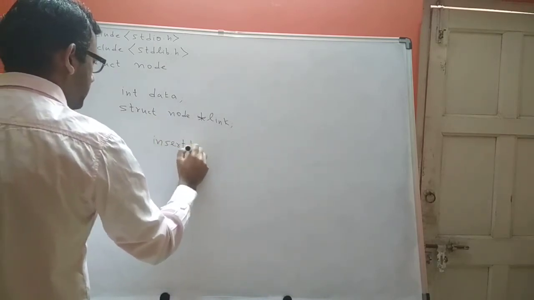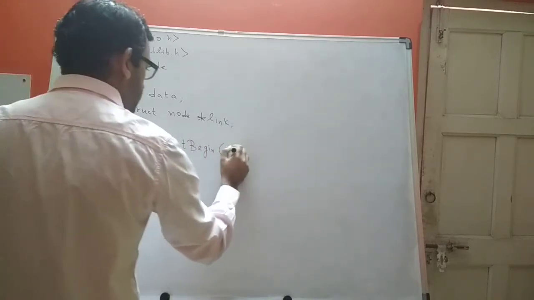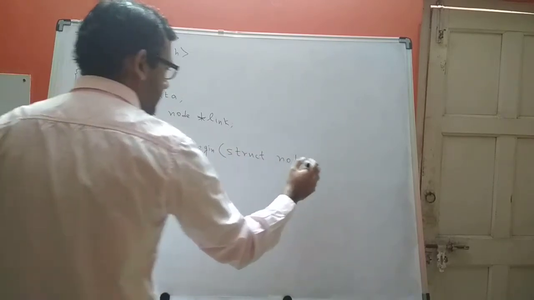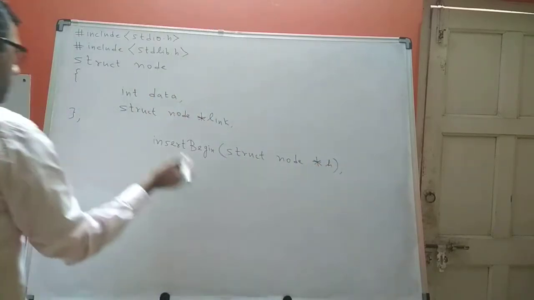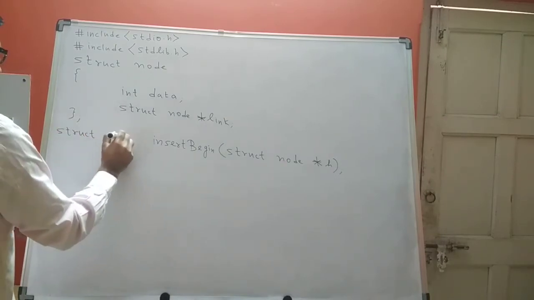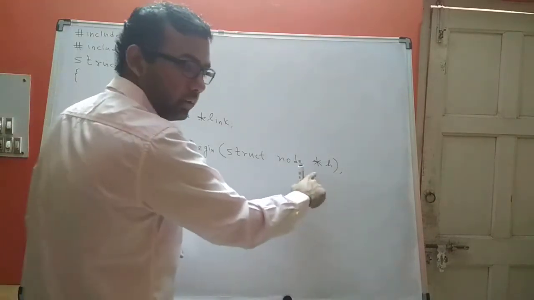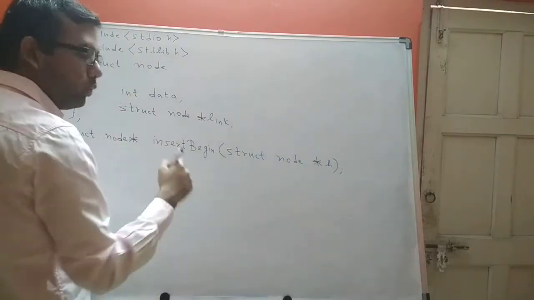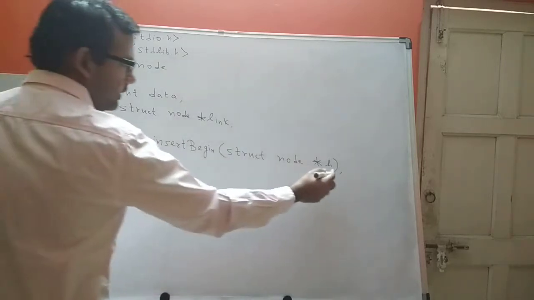Let's call the function insert begin, and it will take the head pointer of a linked list as an argument. So it will be struct node star, let's say h, and it will also return a pointer to struct node. So the return type will be struct node star. Exactly why I'll be passing a pointer to struct node and why I'll be returning a pointer to struct node from this function will be clear to you after I have completed the entire program. So this is my function declaration.